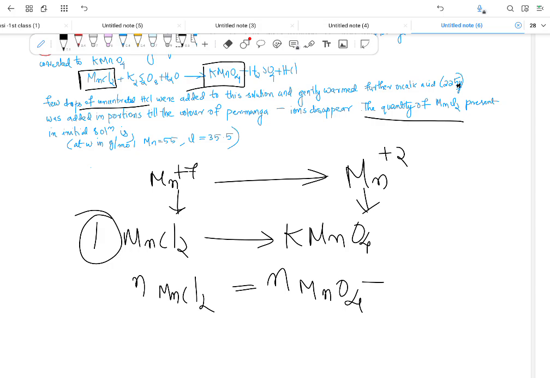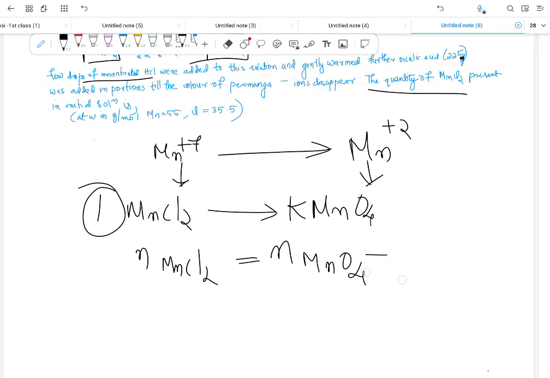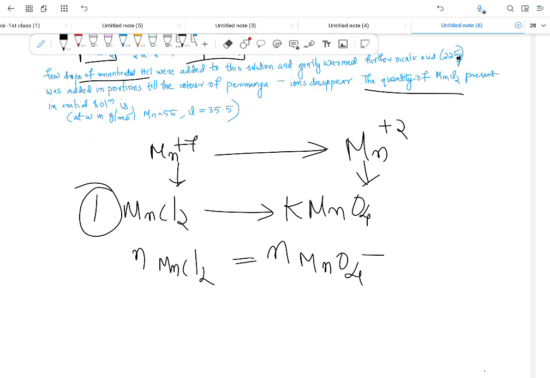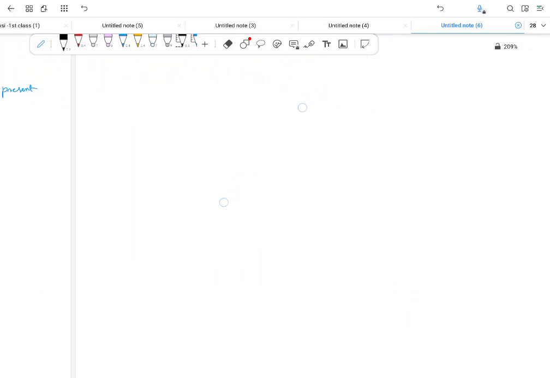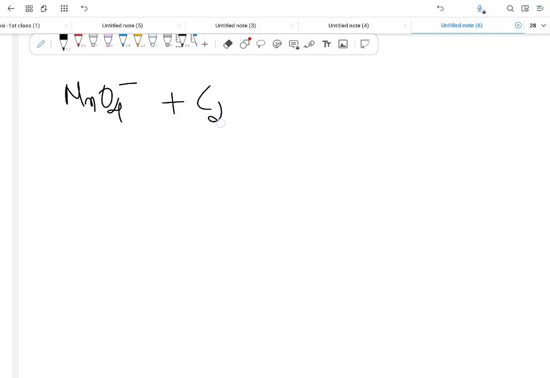Now we have to find how much MnO4 is produced, how much MnO4 is used. That we used with oxalic acid. So how is that reaction? MnO4 minus is actually a good oxidizing agent. In acidic medium, MnO4 minus will convert C2O4 2 minus, the oxalate, the anionic part of oxalic acid, and itself be converted to Mn plus 2. And C2O4 2 minus will be converted to CO2.